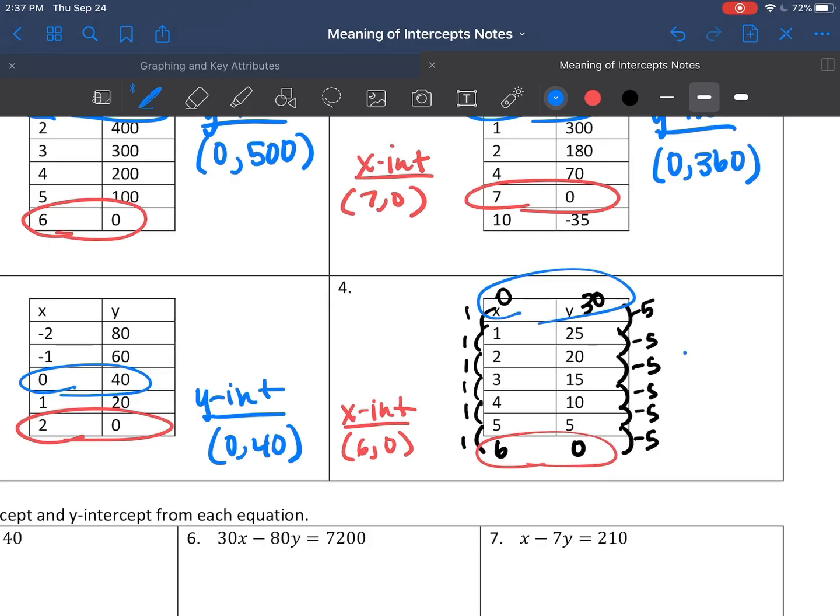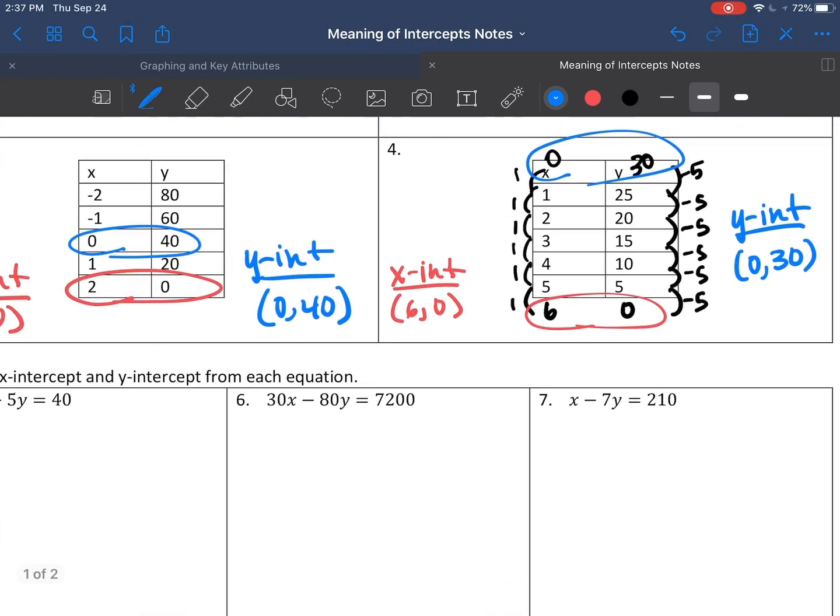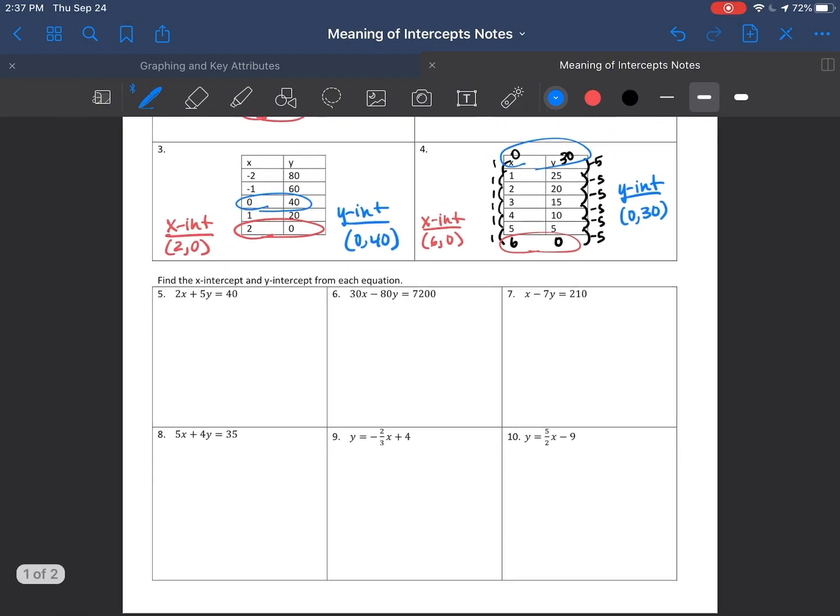And my y-intercept. I love that trick of continuing the table by using the pattern. And so that's how you find intercepts from a table.